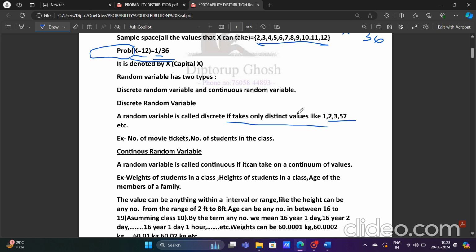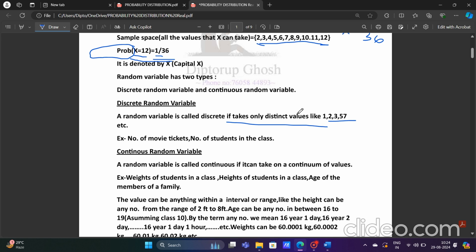Number of students in a class. Can we say that there are 37.5 students in the class? Never, it is not possible. We have to say that there are 40 students or 37 students or 38 students in the class. So the random variable that can take only distinct values like 1, 2, 3, 57, 92, distinct values only, this type of variable is called a discrete random variable, like the number of movie tickets, number of students in the class. Now the interesting part comes, that is the continuous random variable.